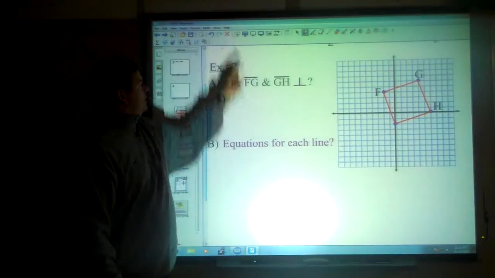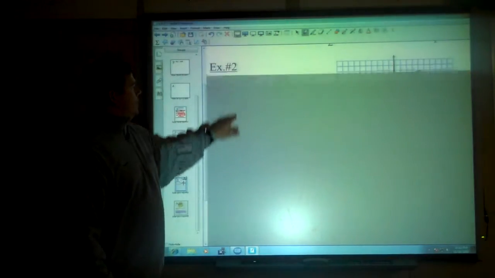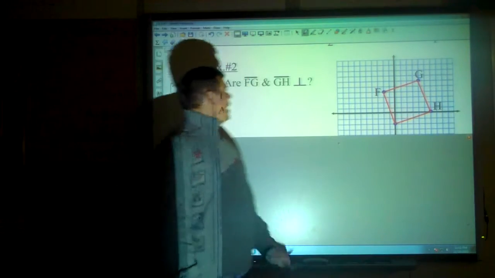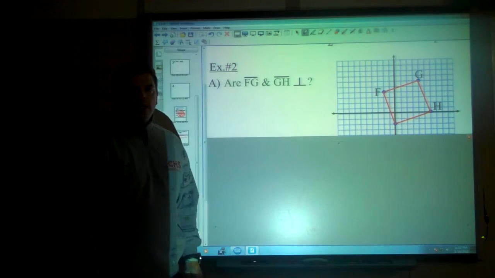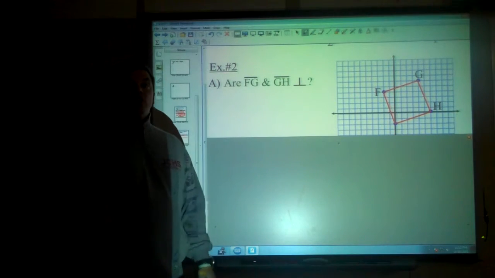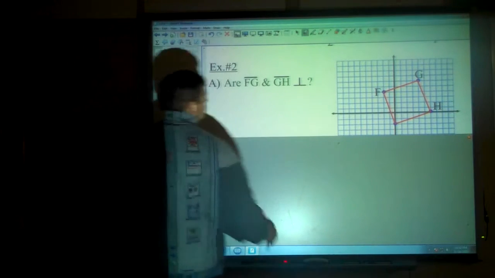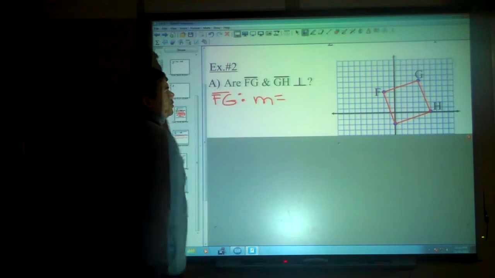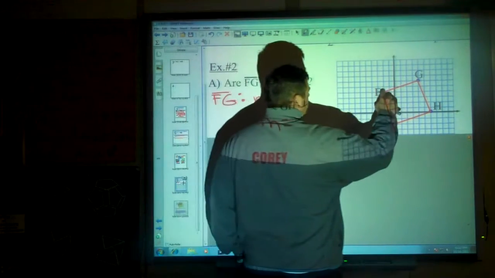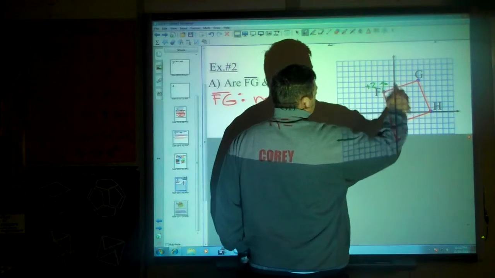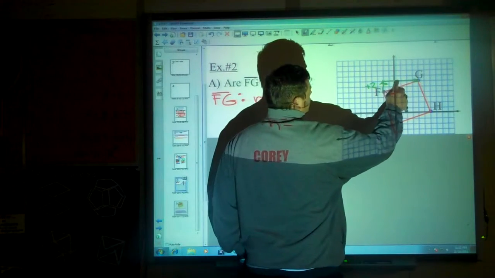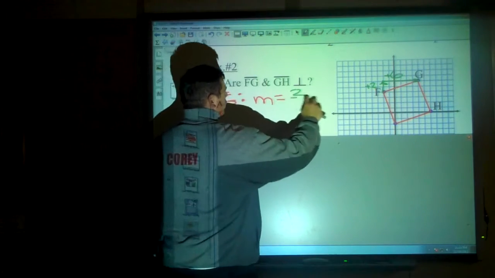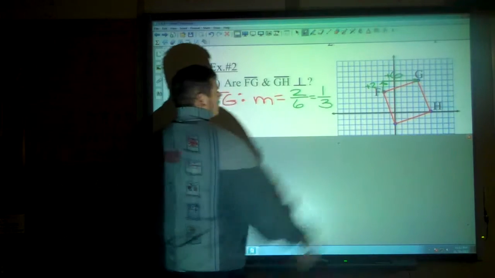All right, last example. We have RFG, F to G is this line right here, and G to H perpendicular. This has nothing to do with writing equations, it has everything to do with looking at the slopes. So let's look at F to G. The slope is equal to, well, rise, it goes up 2, and run, it goes over 1, 2, 3, 4, 5, 6. So it looks like it has a slope of 2/6, which is equal to 1/3.